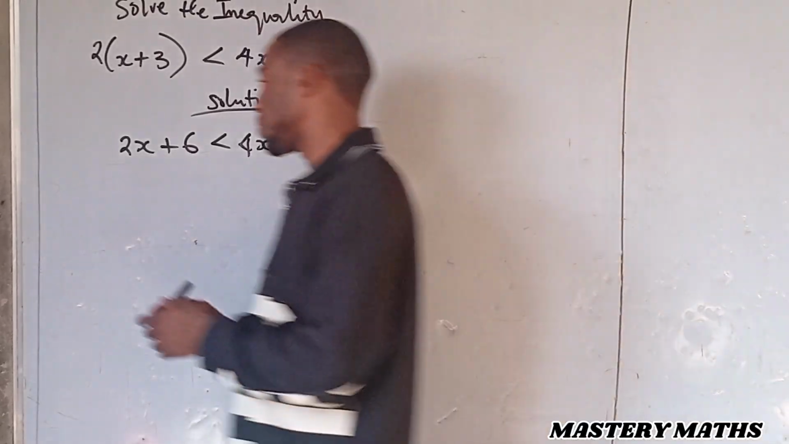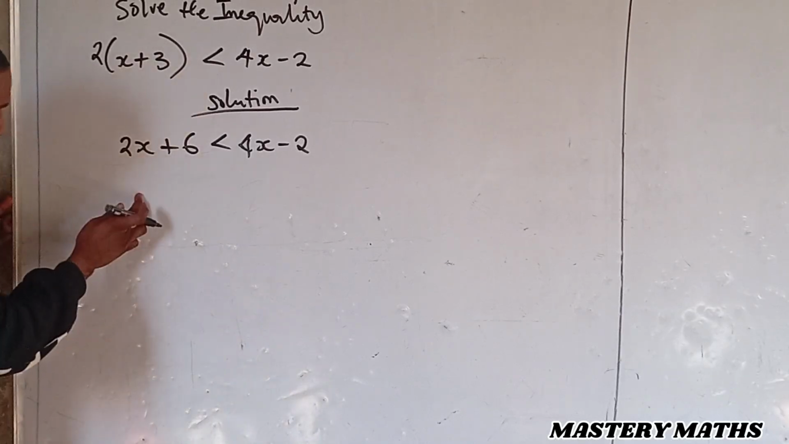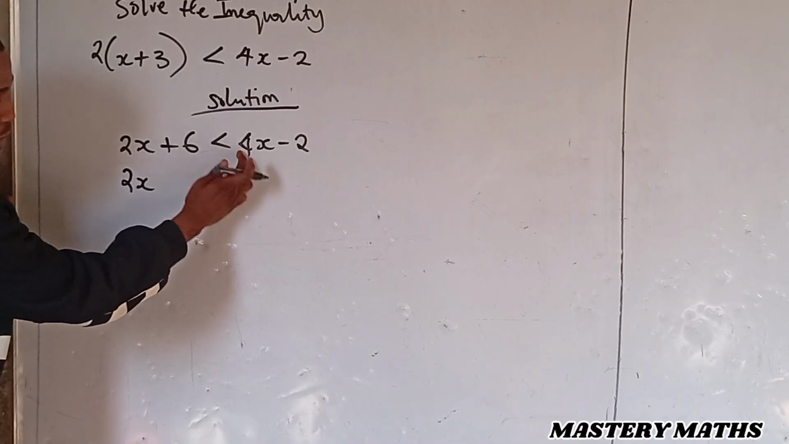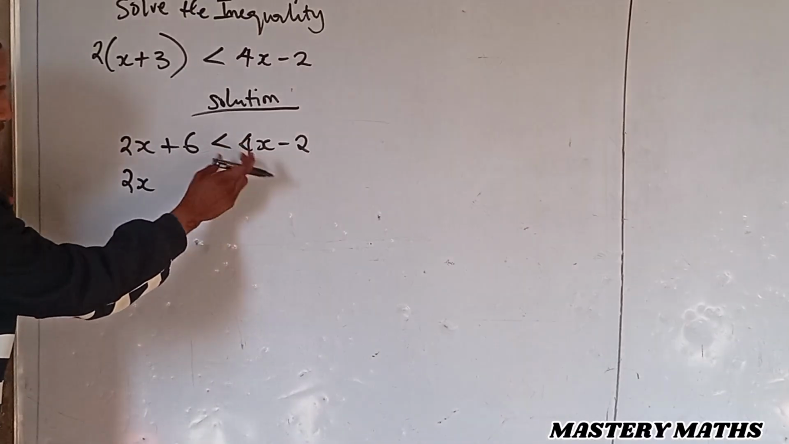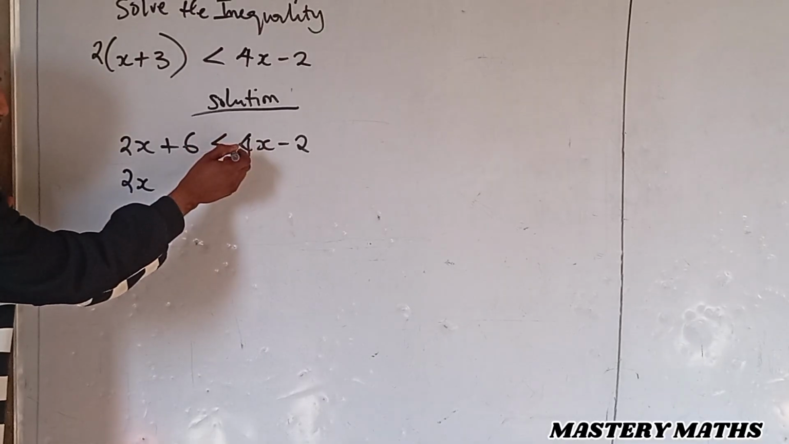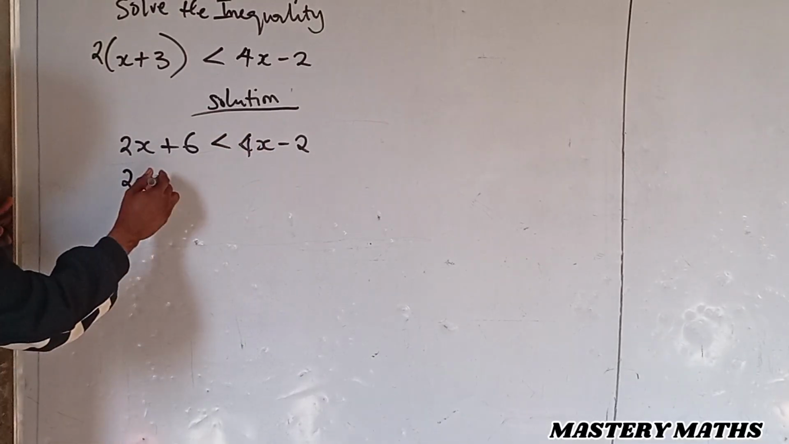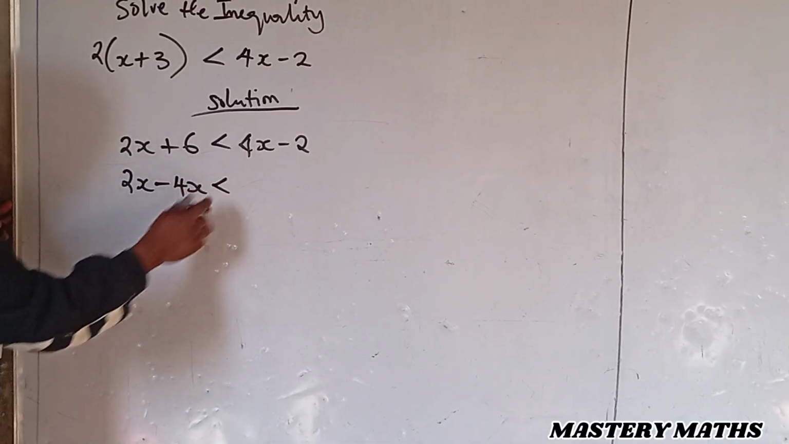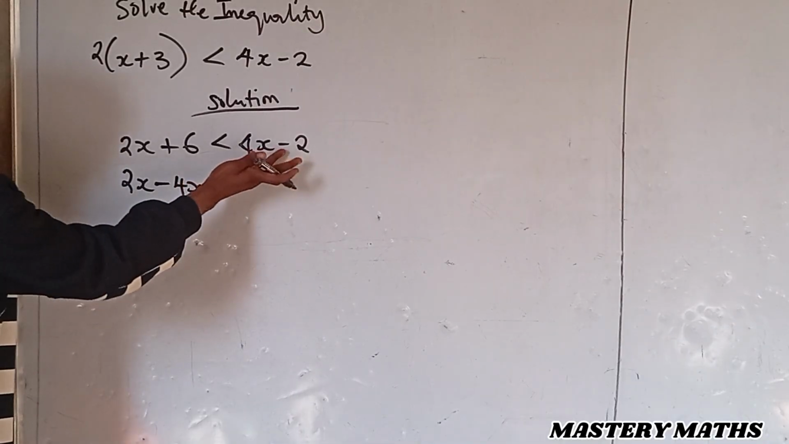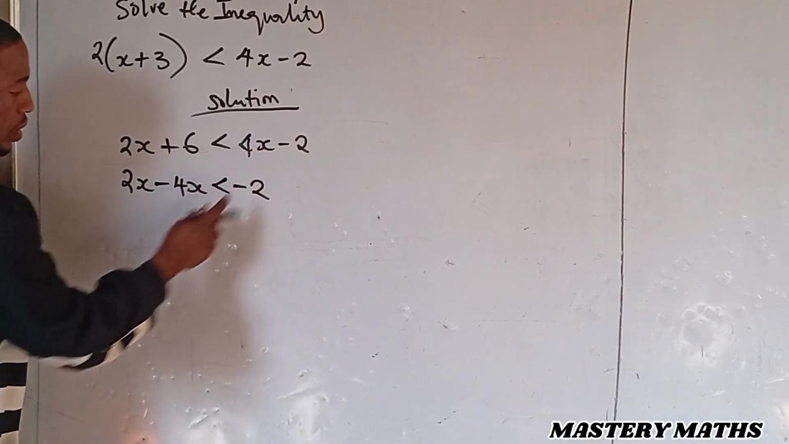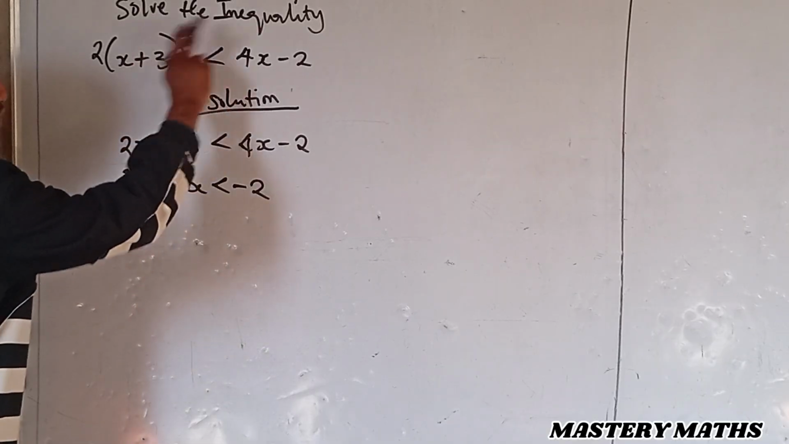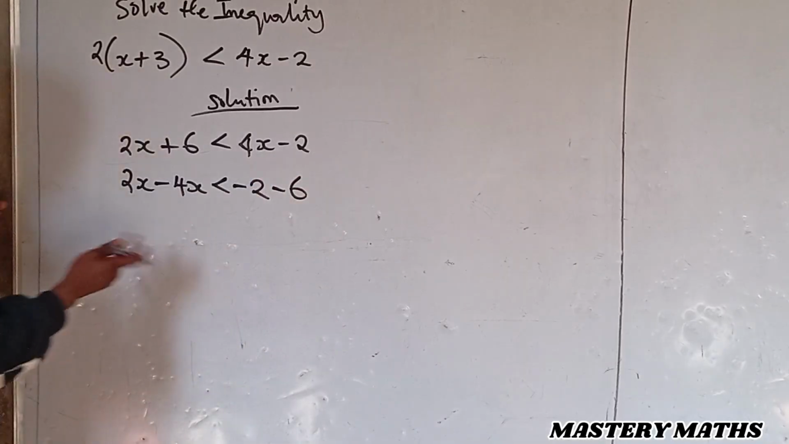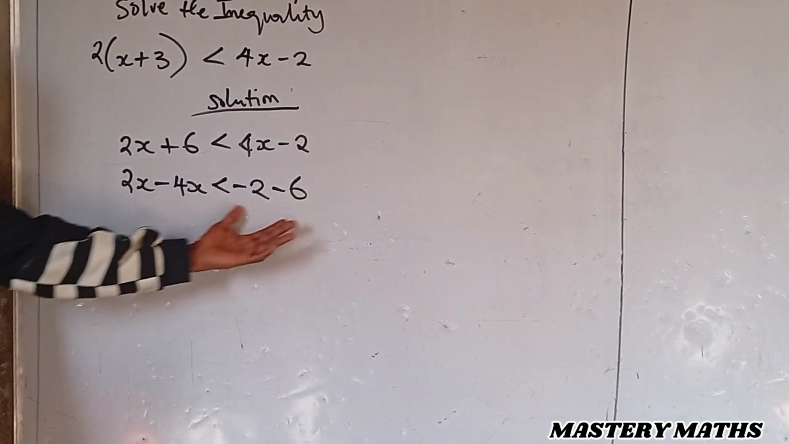Now let's collect the like terms. This 2x remains here. Then this is plus 4x. When plus 4x crosses this inequality sign and comes to this side, you change to minus 4x. Then you bring your sign. Then after that, what is remaining here? You have minus 2. Minus 2, you bring it down. Then when plus 6 crosses over this inequality sign, it changes to what? Minus 6. So the like terms have been collected.